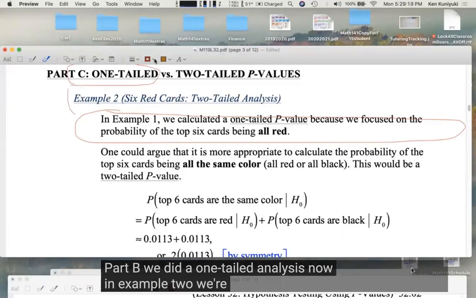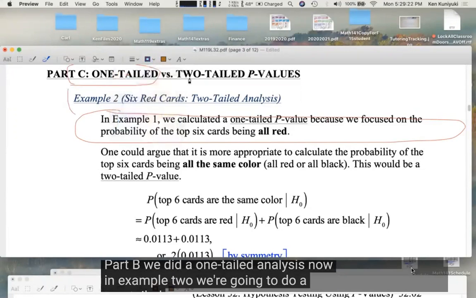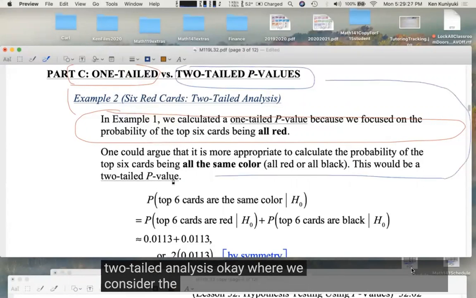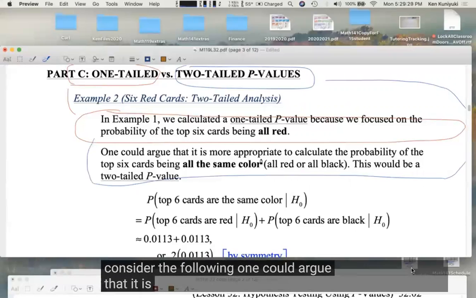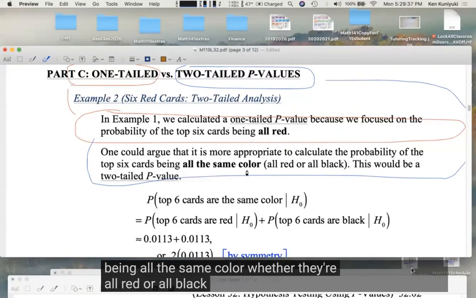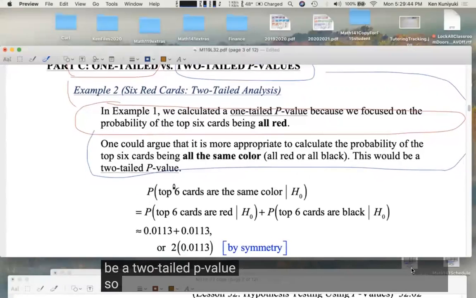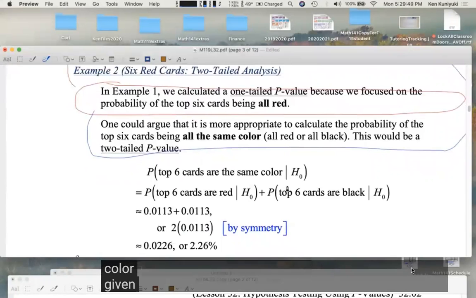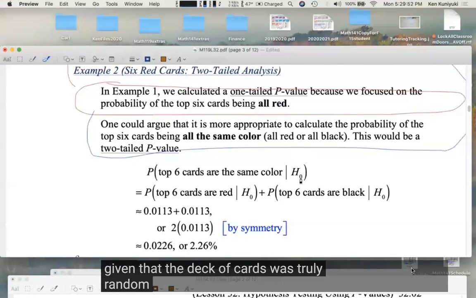Now, in example 2, we're going to do a two-tailed analysis, where we consider the following. One could argue that it is more appropriate to calculate the probability of the top 6 cards being all the same color, whether they're all red or all black. We're using ideas of symmetry. And this would be a two-tailed p-value. So here, we're looking at the probability that the top 6 cards are the same color, given that the deck of cards was truly random. That's still our same null hypothesis.